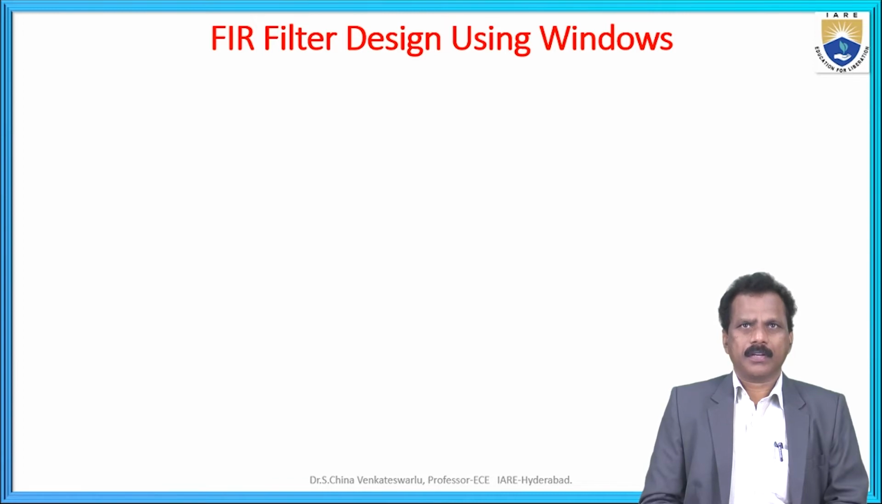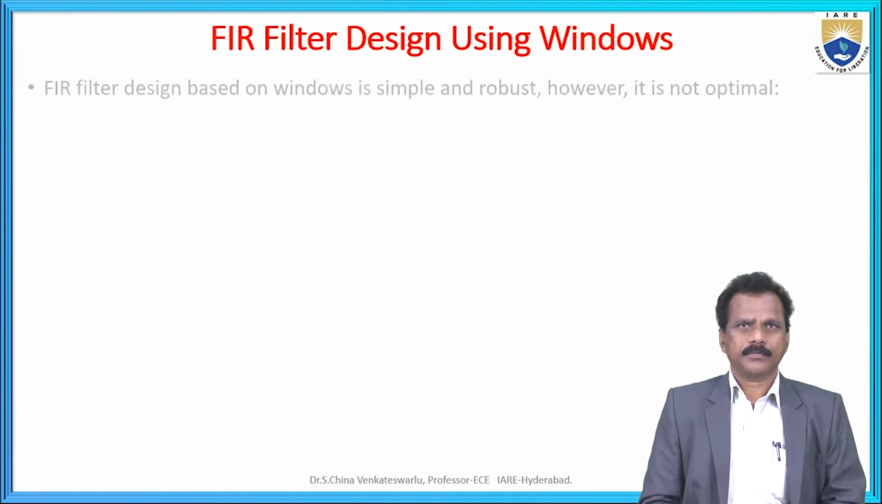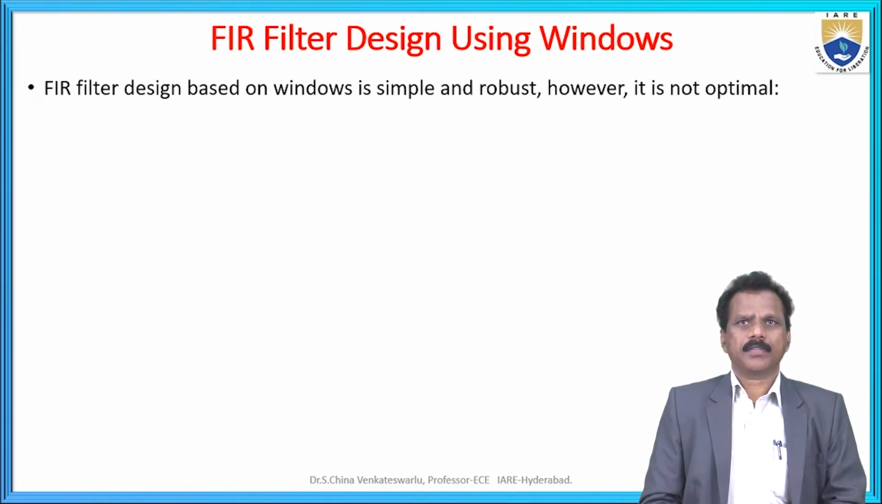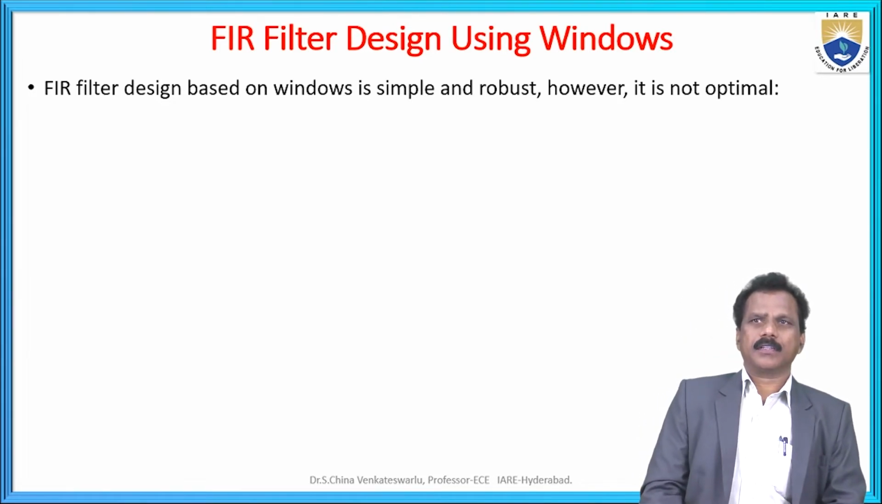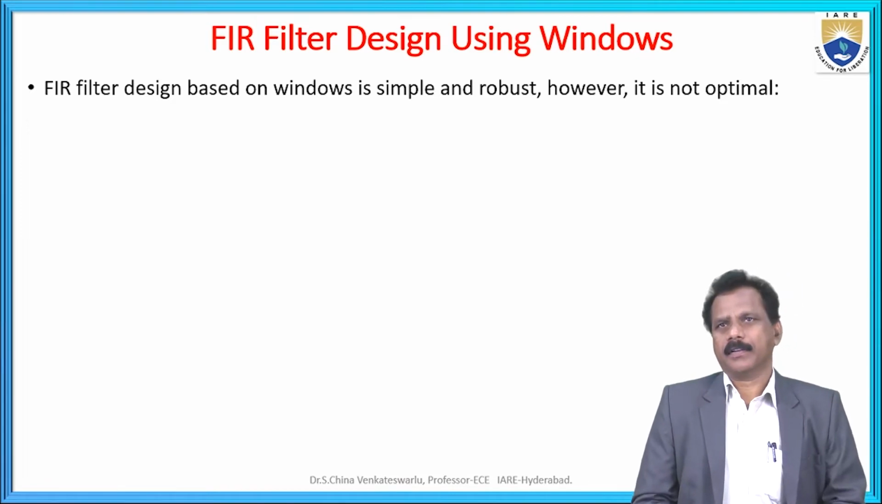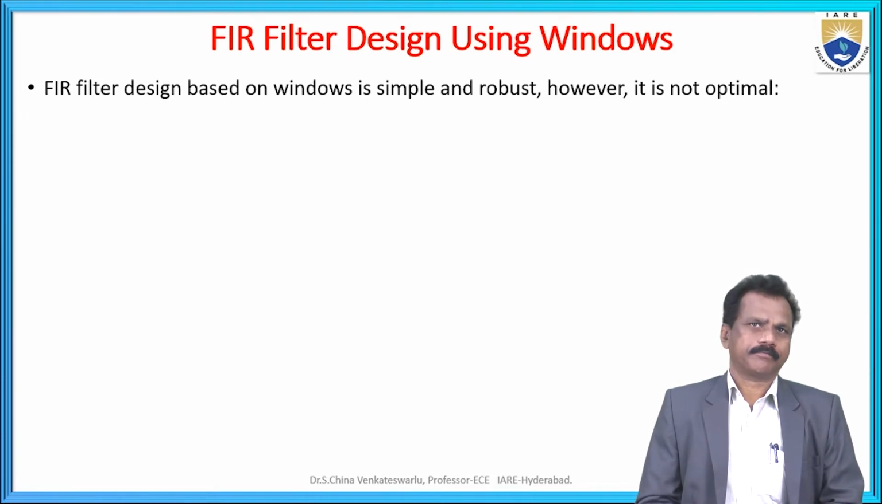Coming to finite impulse response non-recursive filter design using windows, FIR filter design based on windows is simple and robust. However, it is not optimal. We would expect optimal, but while using this windowing technique, we are unable to get the optimal result. At that time we go for further methods, like using the Remez approximation, McClellan, and so on.